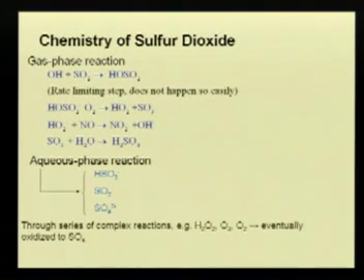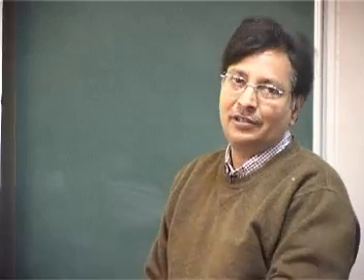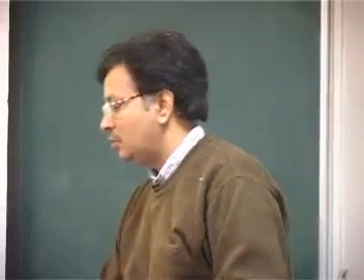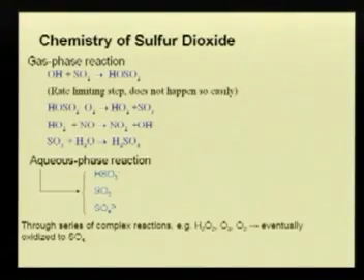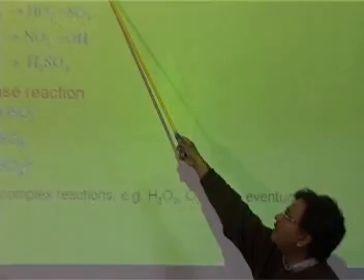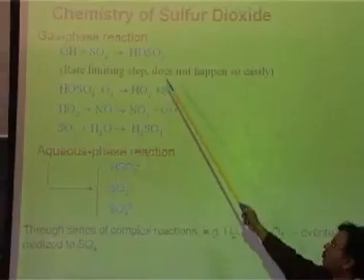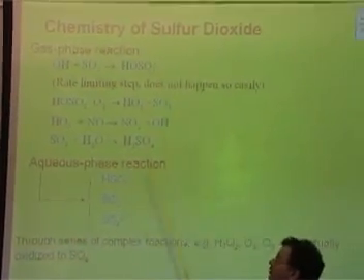Let's quickly talk about SO2, very briefly, because we have to cover many things. The OH radical reaction happens in the gas phase, in the aqueous phase, and also on the surface of particles. OH radicals can oxidize sulfur dioxide to HOSO2, and this is the main reaction, the rest depends on it, for the gas phase.